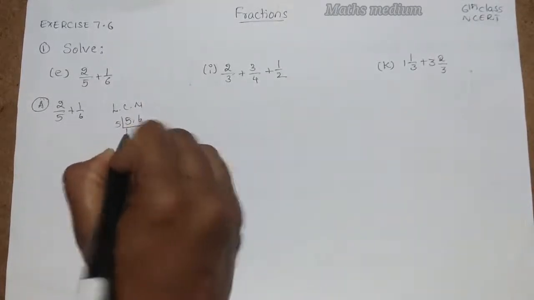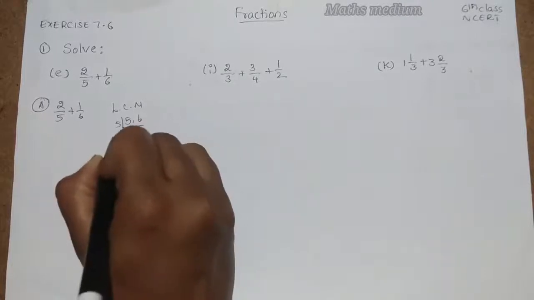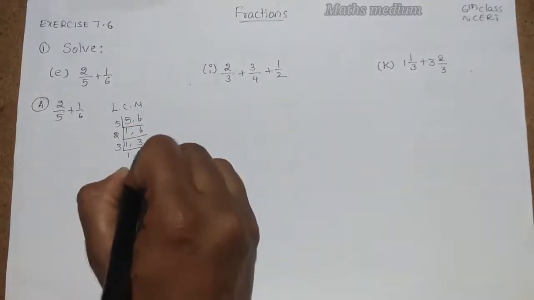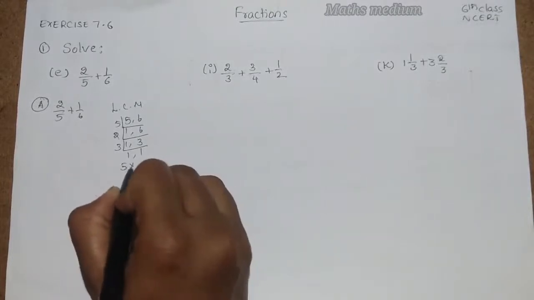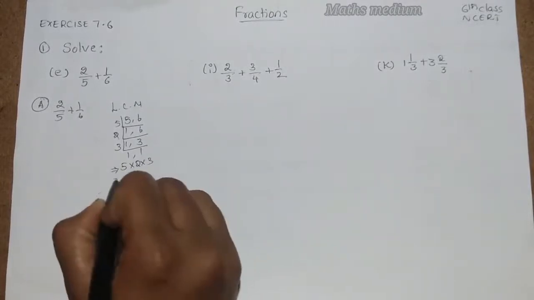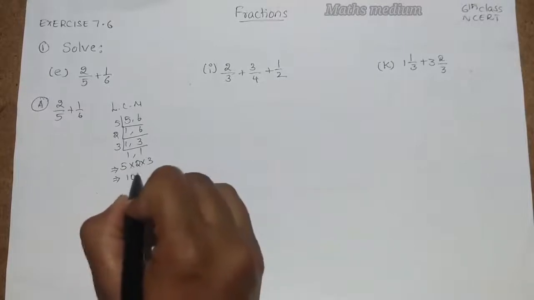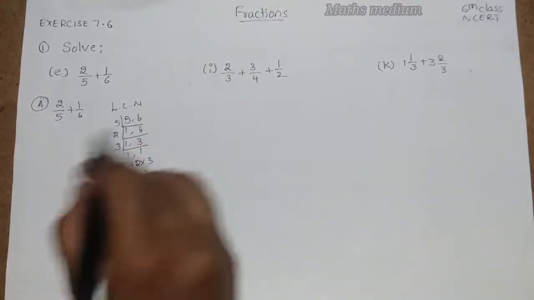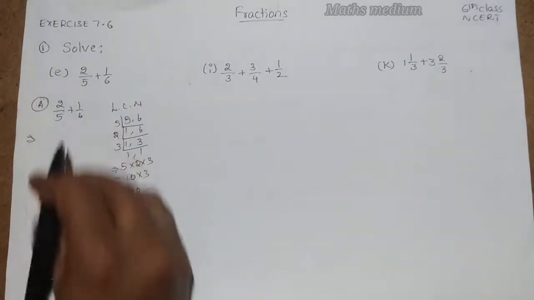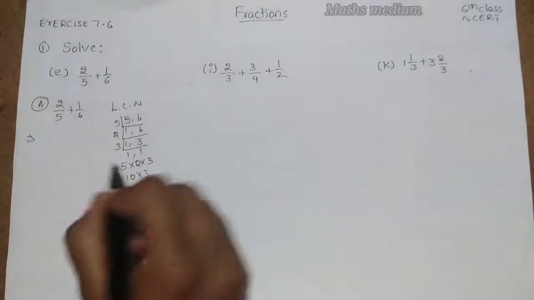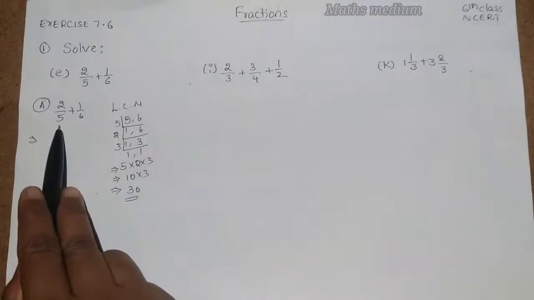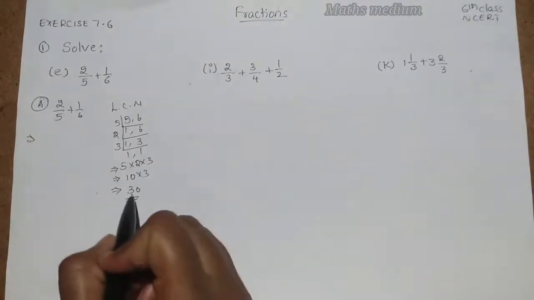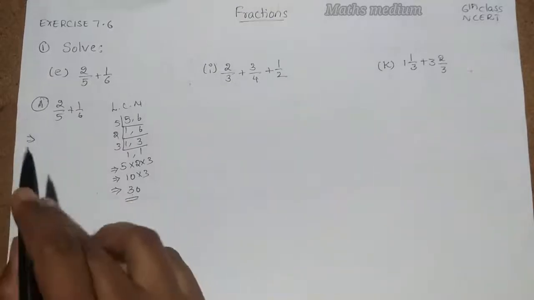So 5 ones are 5. This is 6: 2 ones are 2, 3 twos are 6, 3 ones are 3. So 5 into 2 into 3. 5 twos are 10, 10 into 3, 10 threes are 30. 30 is the LCM of 5 and 6. So take 30. In order to get the denominator as 30, we have to multiply 5 with 6, because 5 into 6 is 30. So the LCM and this denominator become equal.